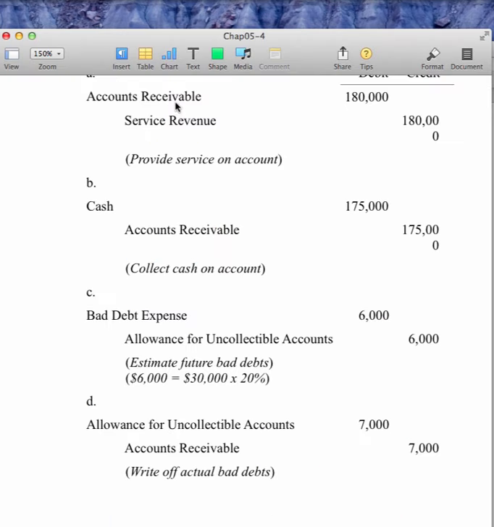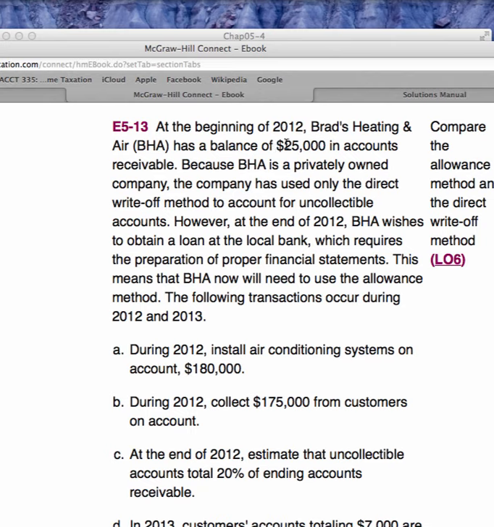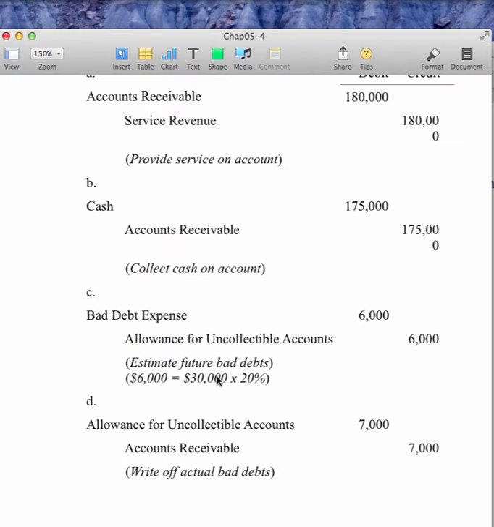So we first record the service revenue for $180,000 and then the cash collection of $175,000. Notice that the company started out with $25,000 in accounts receivable. We added $180,000 to it, so that's $205,000. And after the collection of $175,000, that leaves the company with a $30,000 accounts receivable balance. The company estimates 20% of it is uncollectible. Therefore, bad debt expense is recorded at $6,000 and the allowance account is also recorded at $6,000.